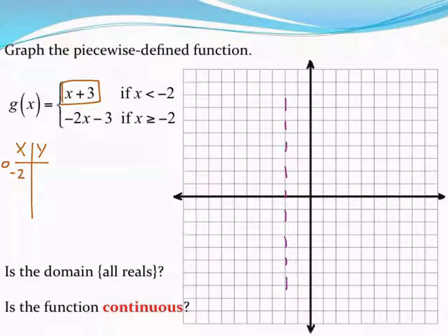And then I need to pick at least 2 more values for x so I can graph this line, and it says I have to pick values of x that are less than -2. So values like -3 and -4 would be great. Anything less than -2.